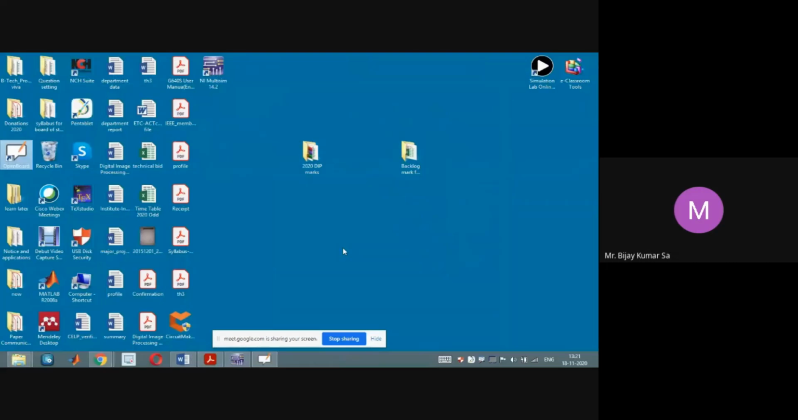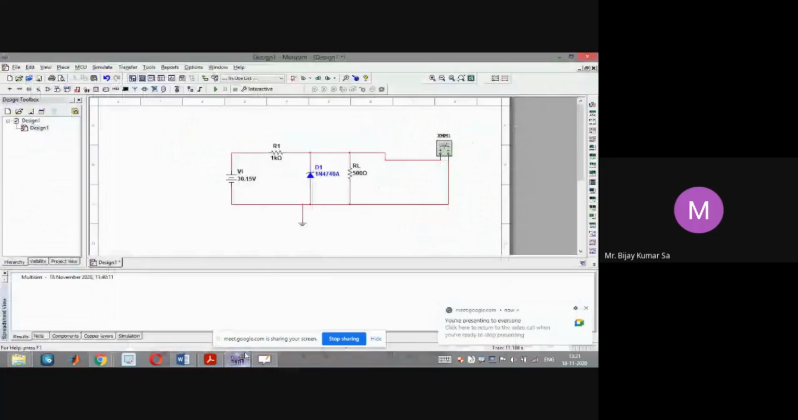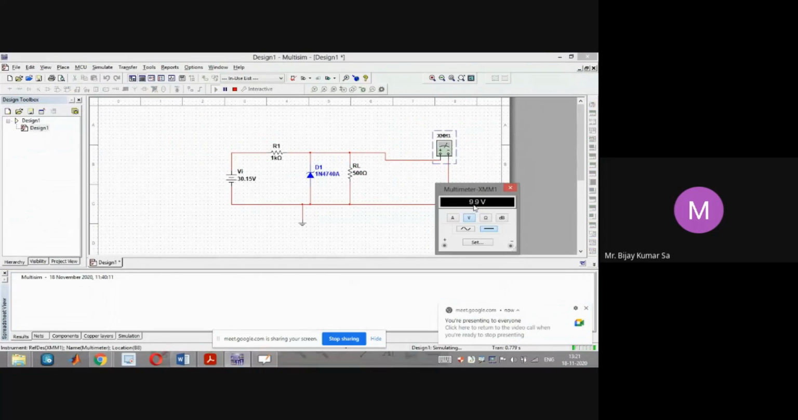Okay. So let us check. So I will run this simulation. Let us check. So instead of 10.05, it is 9.9 volt. So it is approximately 10, almost 10. So it is good enough to take it as equal to the zener breakdown voltage Vz.